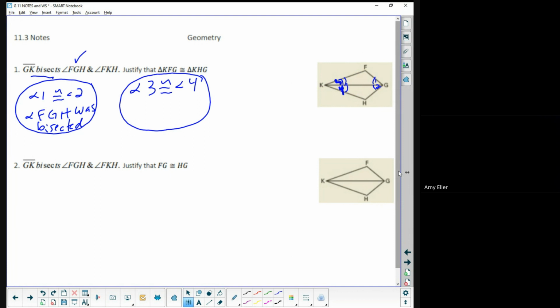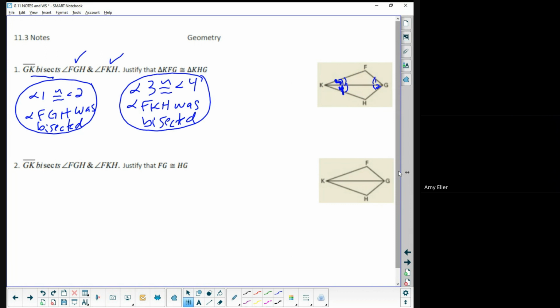How did we know those were the same? Angle FKH was bisected. So we have 2 sets of angles so far.